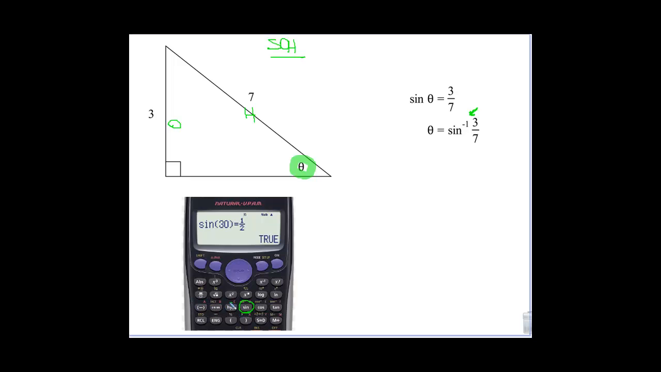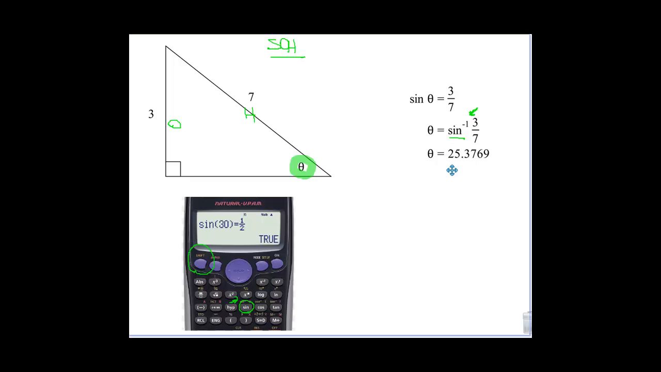Now, above that, if you have a look on your calculator, there's a little yellow inverse sine notation there. What that's saying is that we're going to use our second function. So push your shift button and then push the sine button there. That should bring up that inverse sine on your screen. So you should see this statement here. If you type in 3/7, then push equals, and it should give you that number.